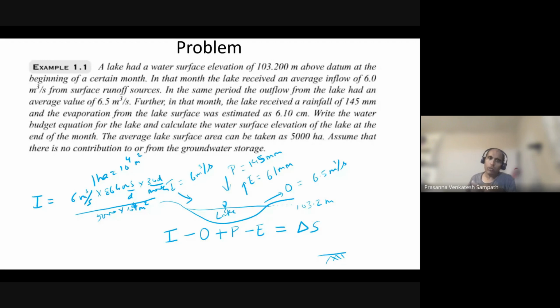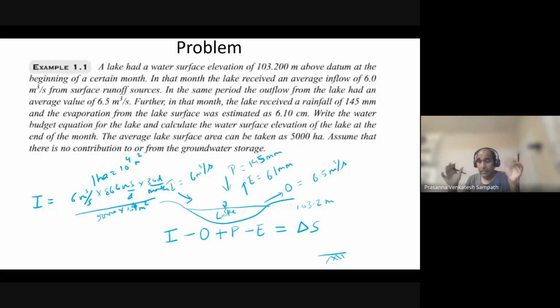Similarly, for this O, you will do 6.5 into 86,400 into 30 divided by this same number. Of course, it will have a minus sign. So it will be 6 minus 6.5, or you can directly just do minus 0.5 into this whole thing. It doesn't matter. Then this precipitation term is given in millimeters, so you just divide it by 1,000 and you will get 0.145 meters. So that will be plus. And then evaporation will be 61 millimeters divided by 1,000 to convert to meters, but that will be minus 61 divided by 1,000. So you add all of these terms up, and you will get a numerical answer.